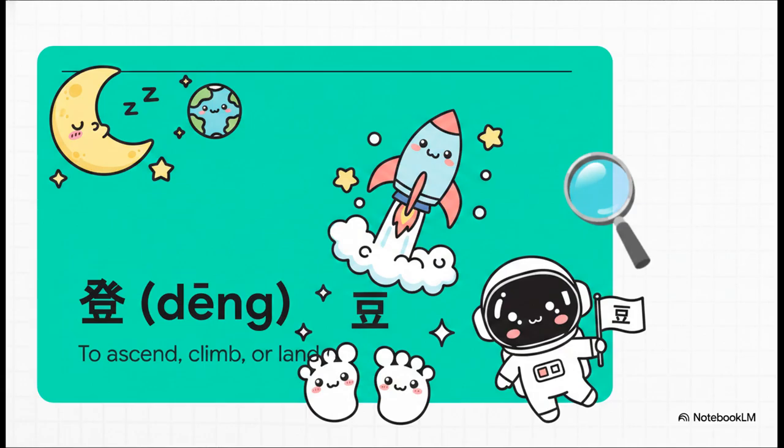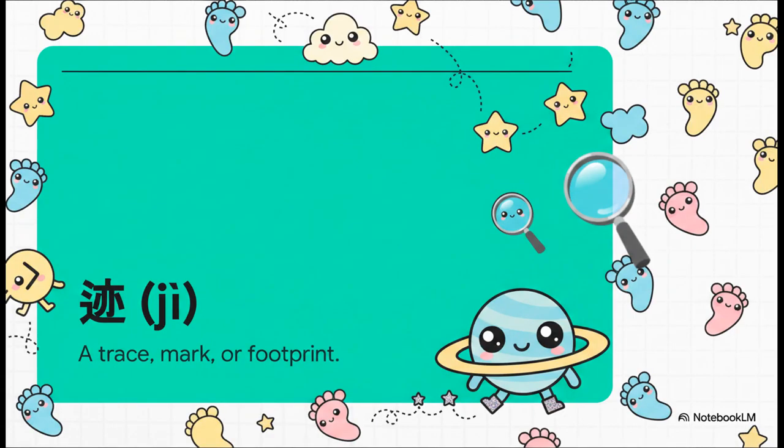Now, to remember this one, look at the top part. See it? It kind of looks like two feet stepping upwards. And the bottom part originally showed a ritual vessel, so you can picture someone ceremonially stepping up onto a platform. Astronauts Deng the moon. And of course, when you step on a new world, you leave something behind, a trace, a footprint.